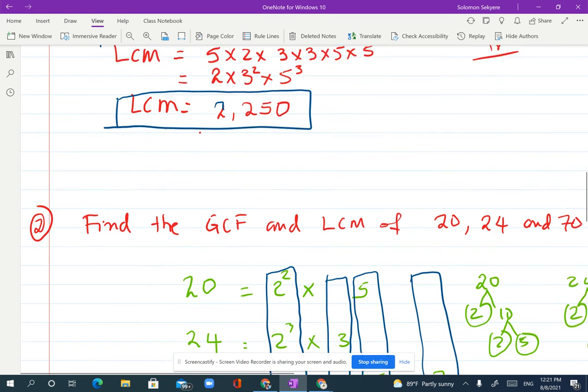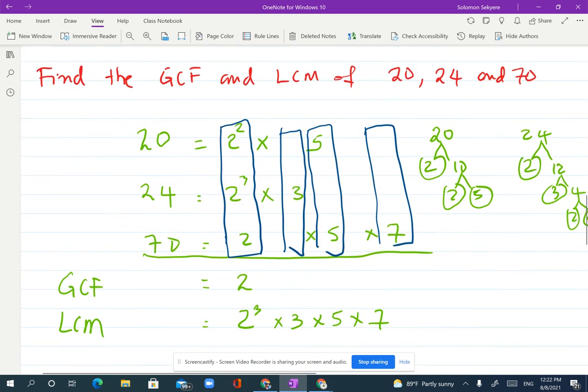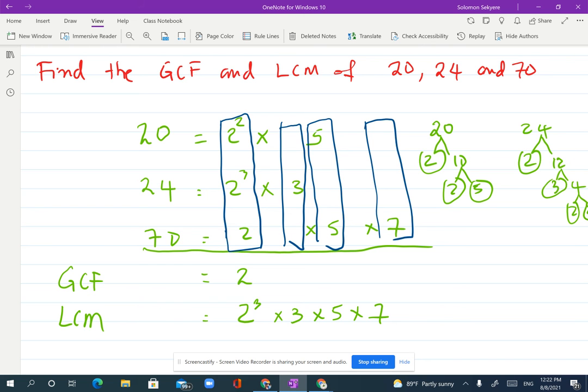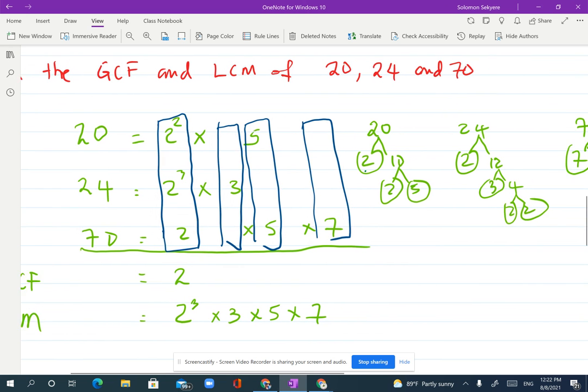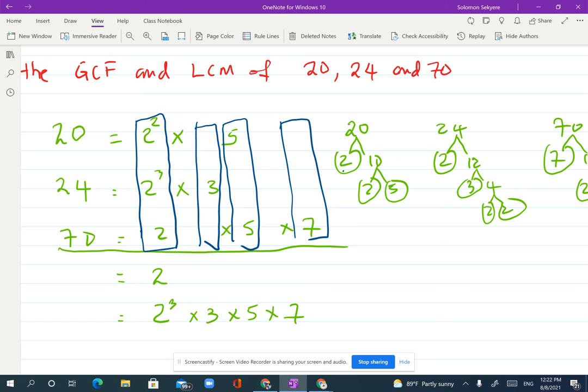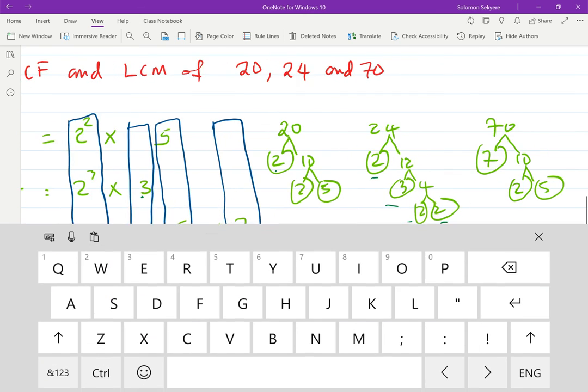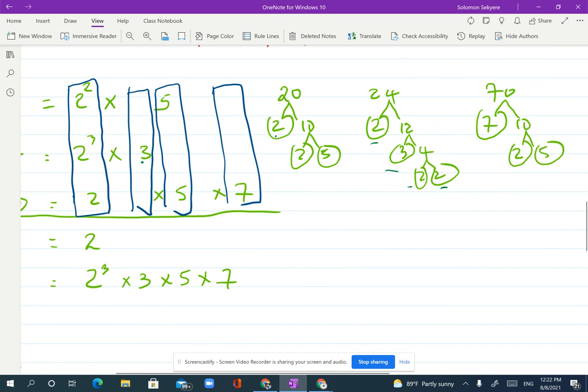I do not stop. Okay, let's do another example. Find the GCF and LCM of 20, 24, and 70. Okay, again, I break it down into prime factorization, right? 2, 2, and 5. So 20 is equal to 2 squared times 5. 24, I break it down into prime factors, and I get 2 times 2 times 2 times 3. So it is 2 cubed times 3. And then finally, 70 is 7 times 10. I circle my 7, and then 10 is 2 times 5.